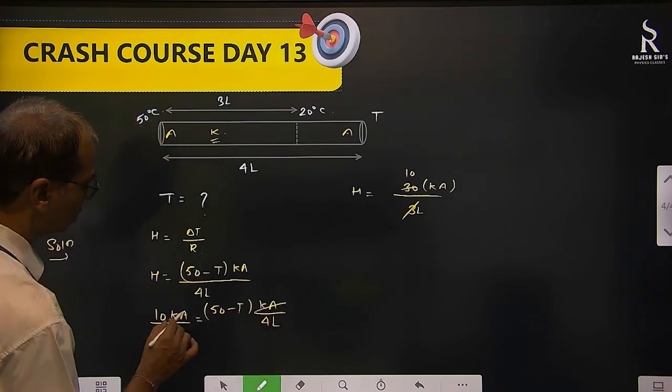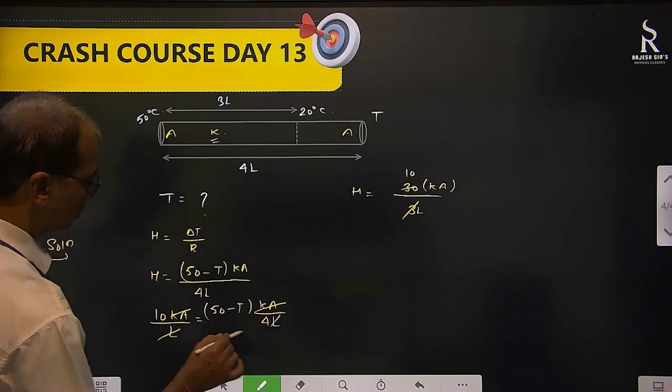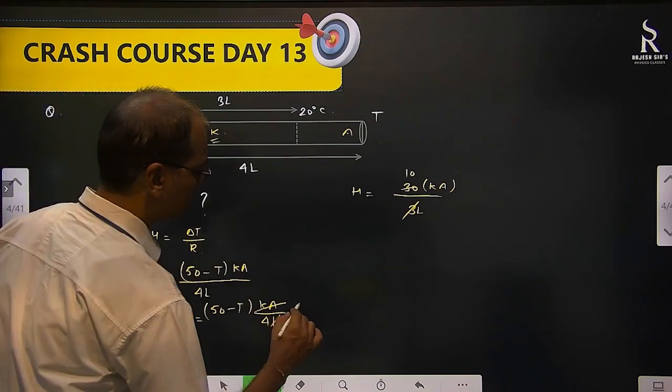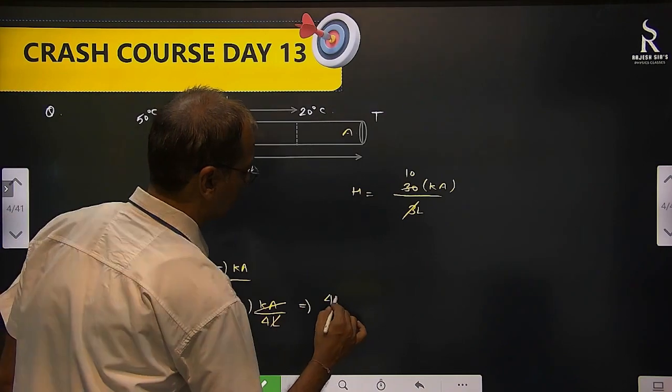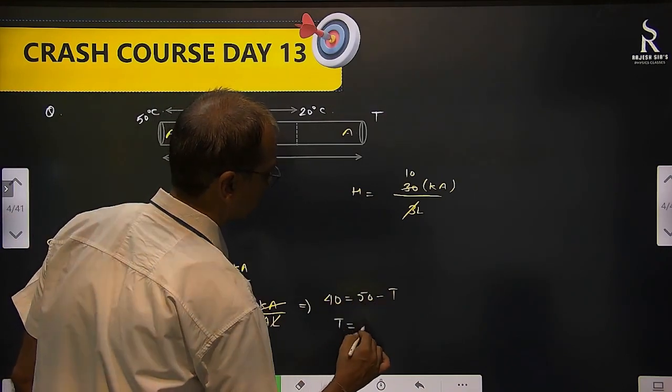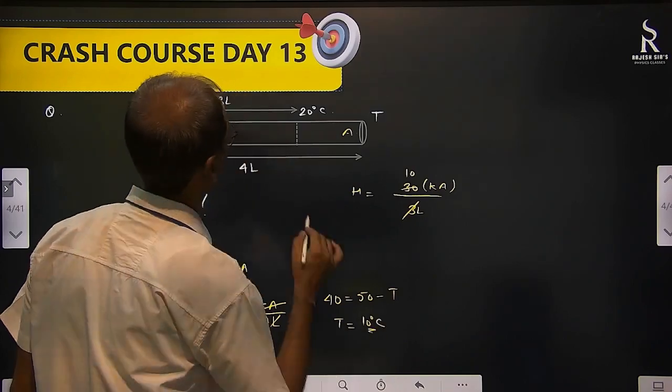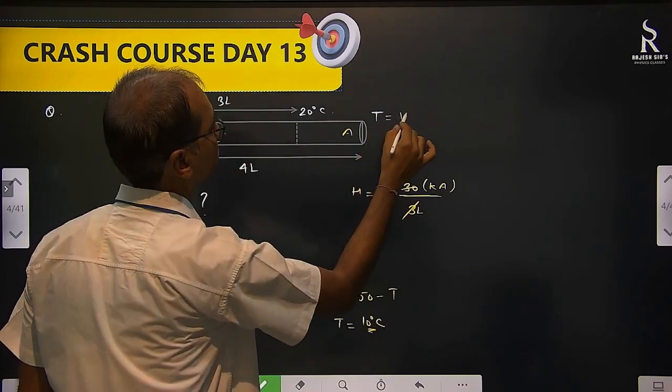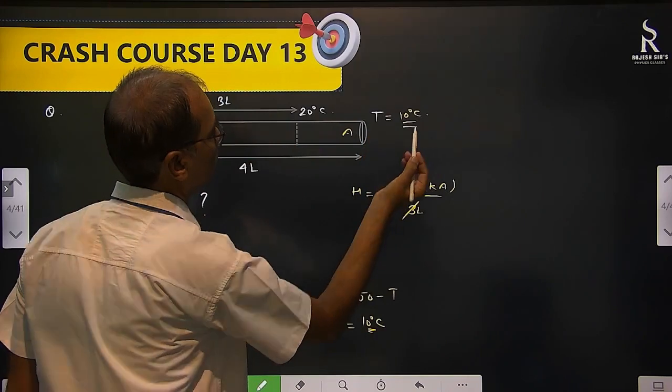Ka cancelled, L cancelled. 10 into 4, 40. So 40 equal to 50 minus T. So T equal to 10. So here temperature will be 10. That is it. Over.